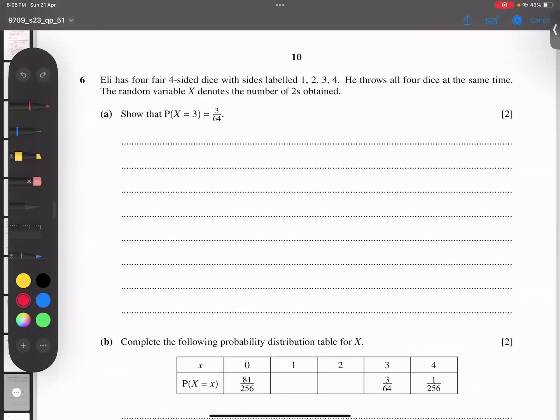Okay. So what is the question statement? The question is that Ali has a 4-sided dice. How many? 4. And he throws all 4 dice at the same time, and variable X denotes the number of 2s that land on top. So what is the probability of 2? Naturally, the probability of 2 is 1/4, and the probability of not 2 is what, students? 3/4.